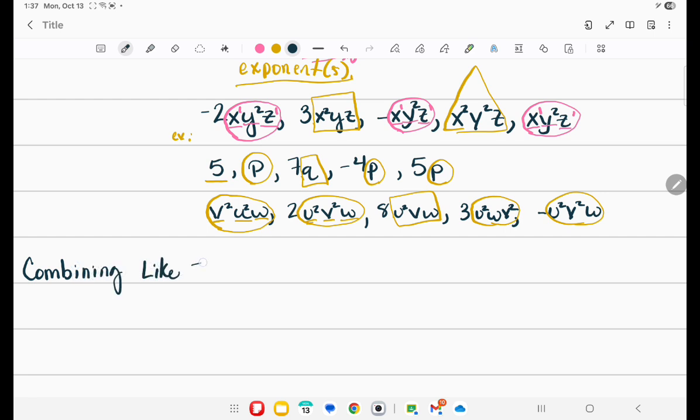Combining like terms. All right. Now, this is one of the steps of simplifying. The last step of simplifying is combining, so I'm teaching you that first. Combining like terms, you have 2 steps.